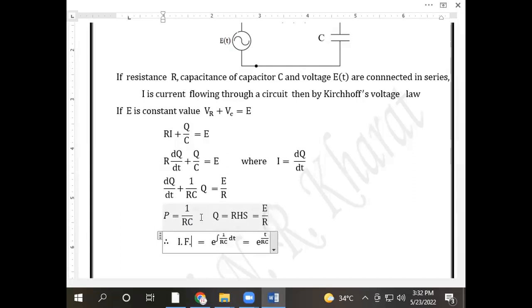We know that the integrating factor of the differential equation is e raised to the integral of P dx. Here time is the variable, or the parameter. So the integrating factor of this circuit is e raised to the integral of P with respect to t. Replacing the value of P, we get e whose power is the integral of 1 upon RC dt. We know that the integral of dt is t. So the integrating factor of this differential equation is e whose index is t upon RC.